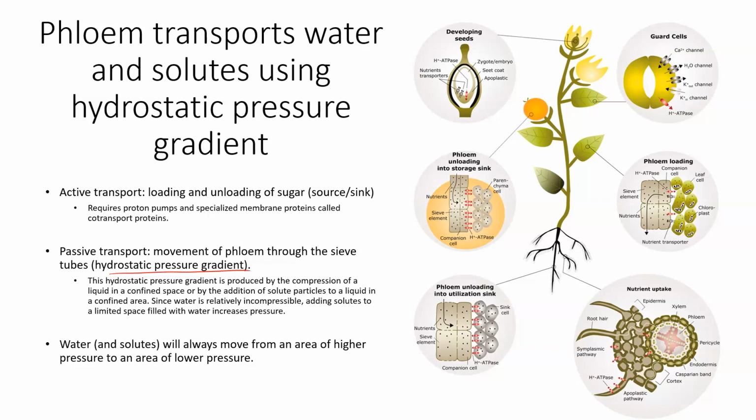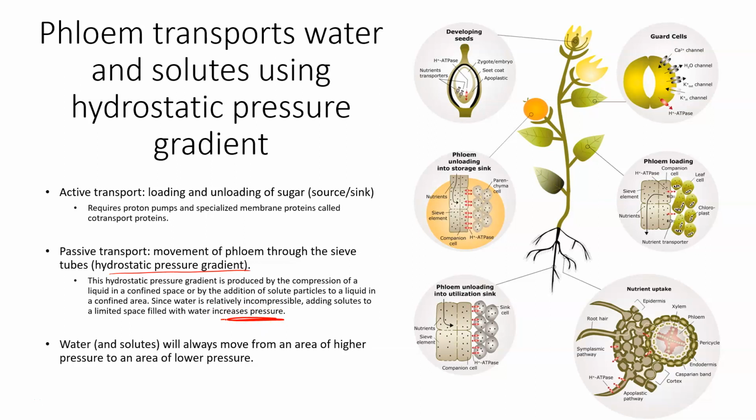This hydrostatic pressure gradient is produced by the compression of a liquid in a confined space or by the addition of solute particles to a liquid in a confined area. Since water is relatively incompressible, adding solutes to a limited space filled with water increases the pressure.